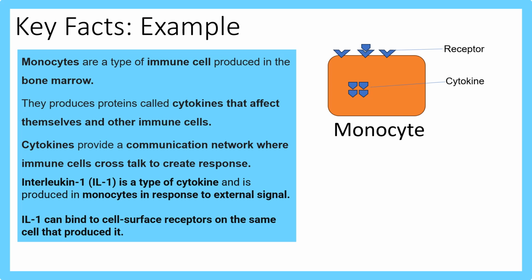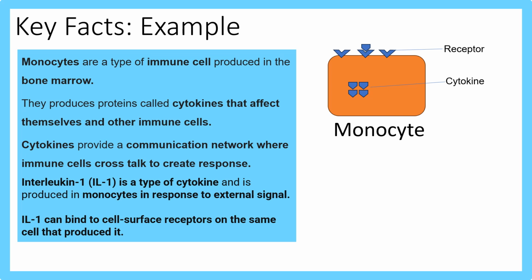Monocytes are a type of immune cell, and the role of the immune system is to help protect the body from infection and disease. Monocytes are produced within the bone marrow, the soft, gooey part within the bone. They produce proteins called cytokines that affect themselves as well as other immune cells. Cytokines help facilitate communication, where there's a crosstalk between immune cells to initiate a response.